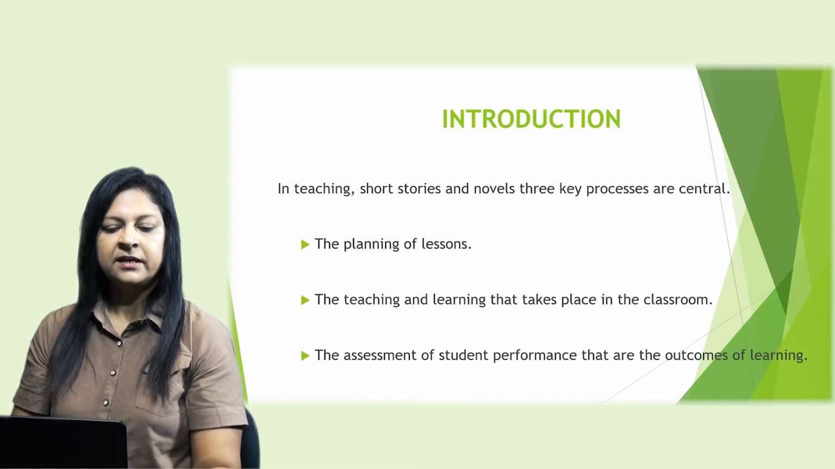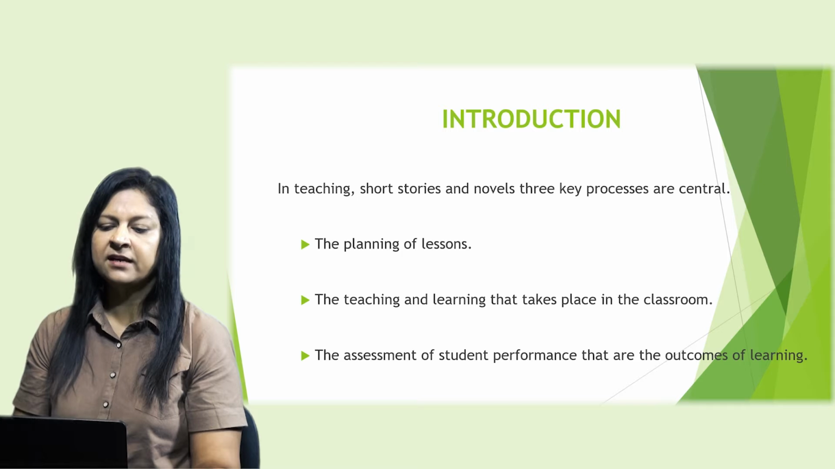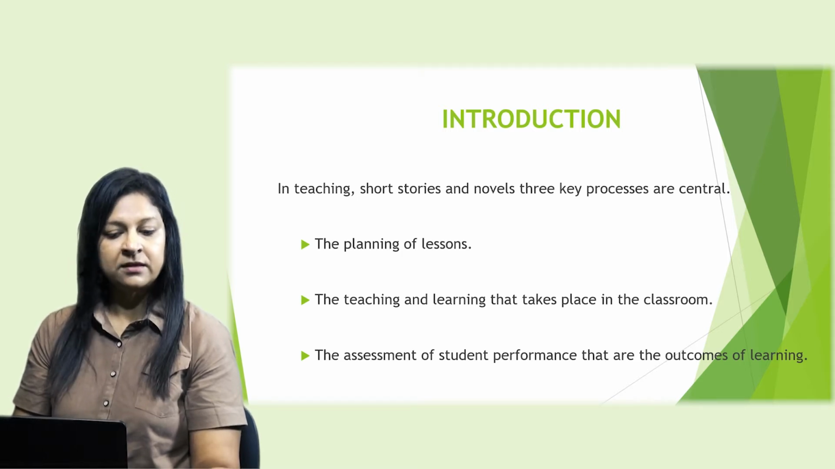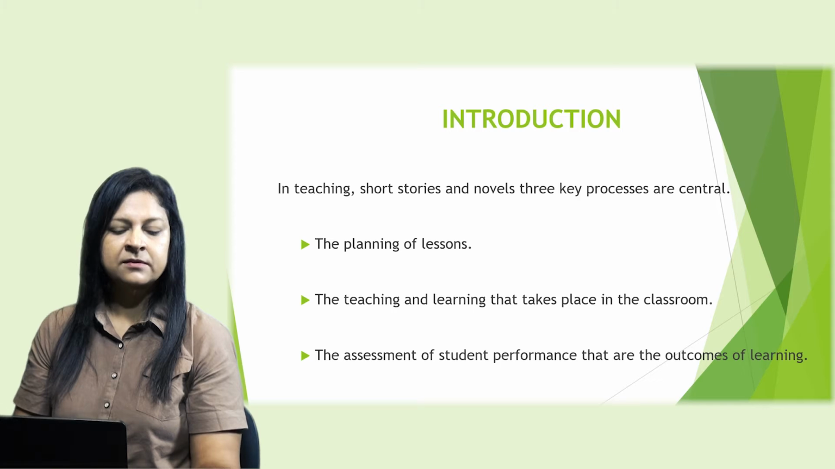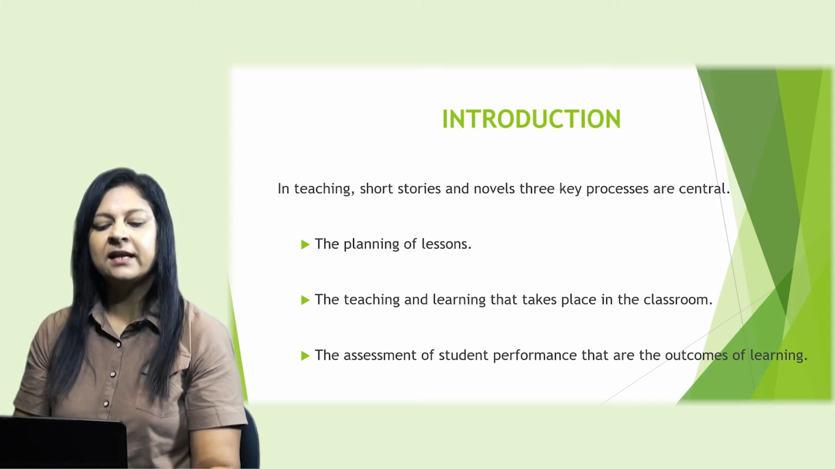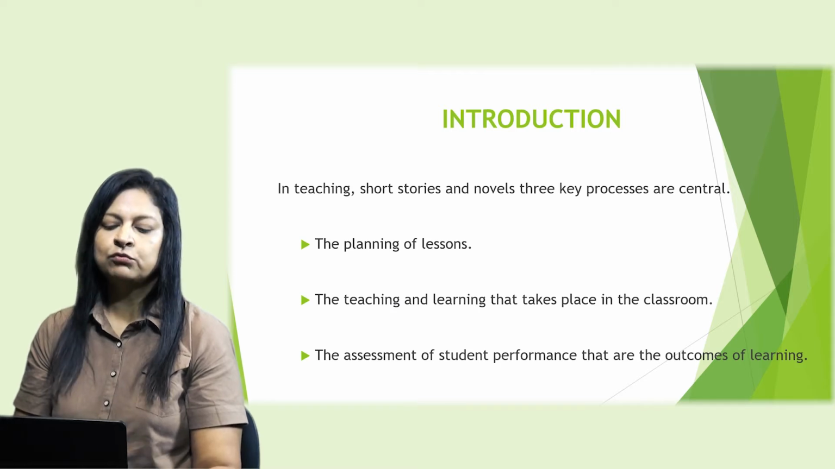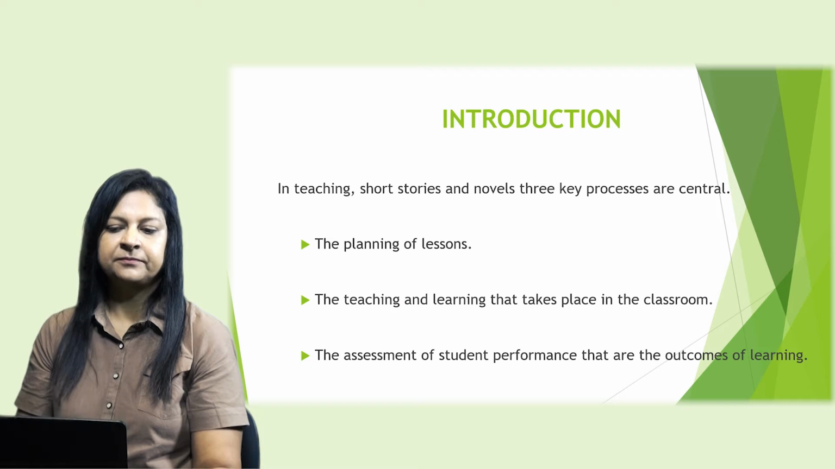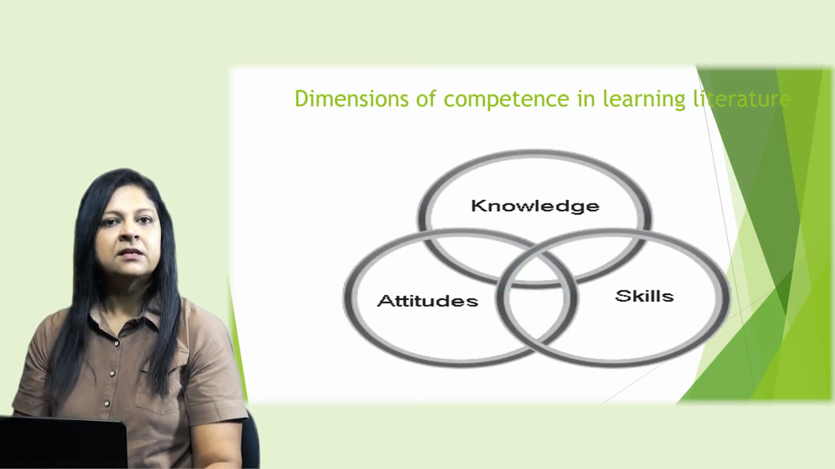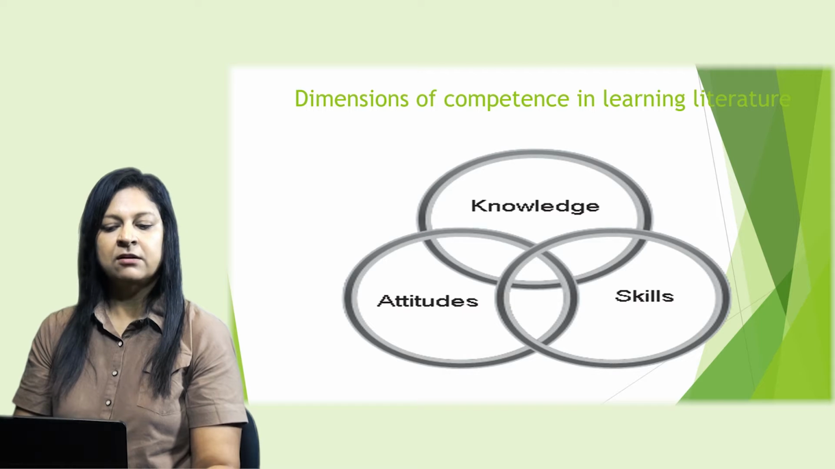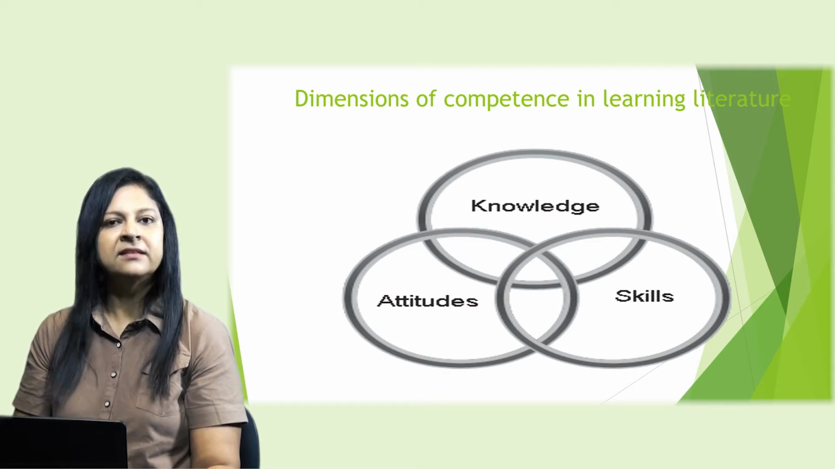Introduction. In teaching short stories and novels, 3 key processes are central. The first one, the planning of lessons. The second one, the learning and teaching that takes place in the classroom. The third one, the assessment of the students' performance that are the outcomes of learning. Dimension of competency in learning literature: it is knowledge, the skills and the attitudes.